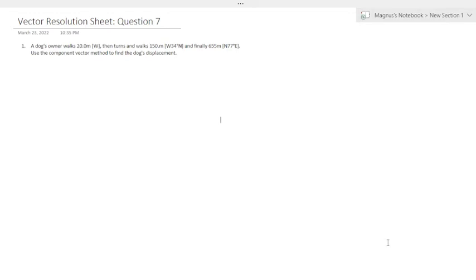So let's draw our vectors. We are going to have a vector. This is going to be our crosshair. This is where our dog owner is going to start. We're going to go 20 meters west.